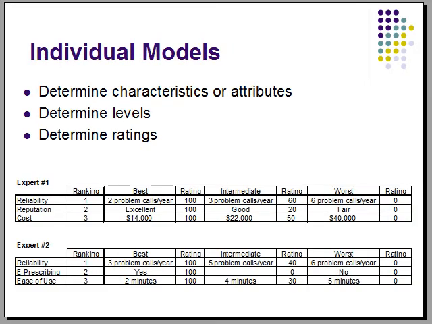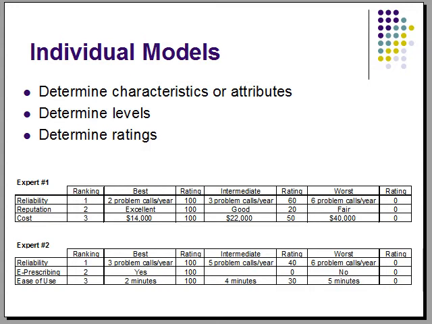I met with each expert or decision maker separately. The objective was to obtain each decision maker's preferences regarding electronic health records. From expert number 1, I determined that his top 3 characteristics included reliability, reputation, and cost. From expert number 2, I determined that her top 3 attributes included reliability, e-prescribing capabilities, and ease of use of the system. To identify the level of each attribute or characteristic, I asked each expert to determine the best and worst case scenario for each attribute.